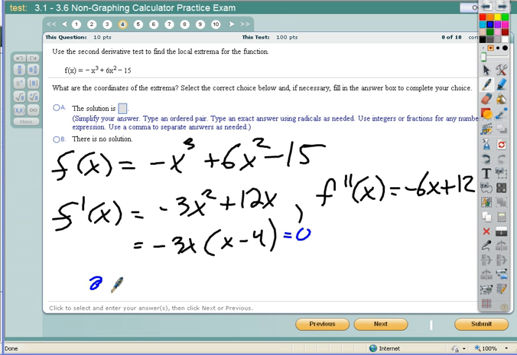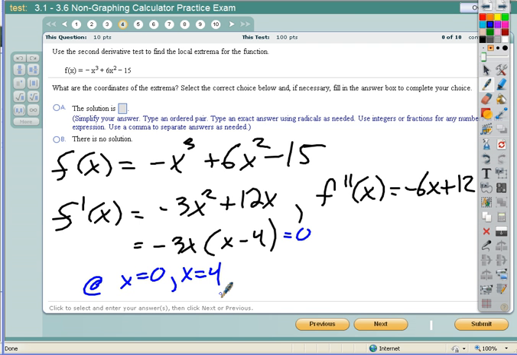Would it be negative 3x times 2x? No, I'm pulling out. I just factored this, right? If I factor out a negative 3x, if I undistribute that. Oh, you factored that. If I factored the second derivative. Oh, no, I just factored this one. Right, okay. Factored this one.